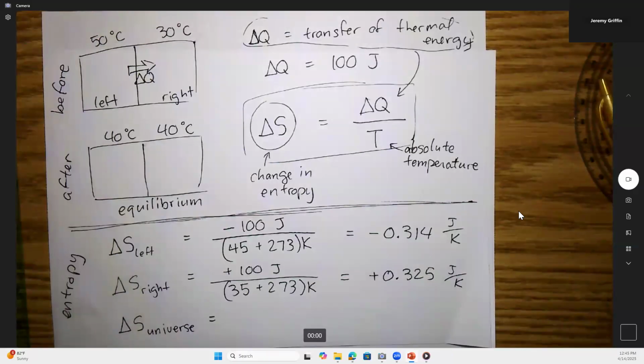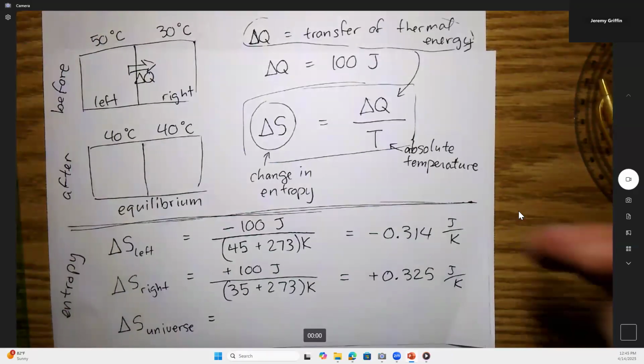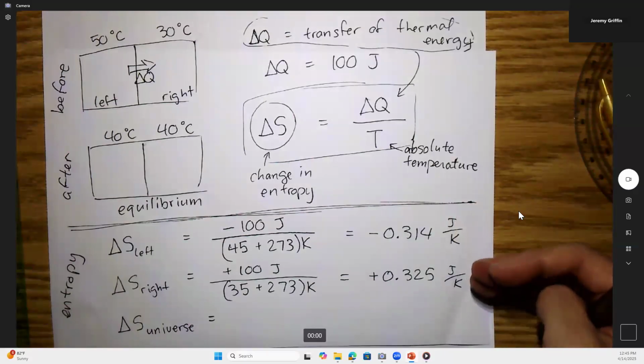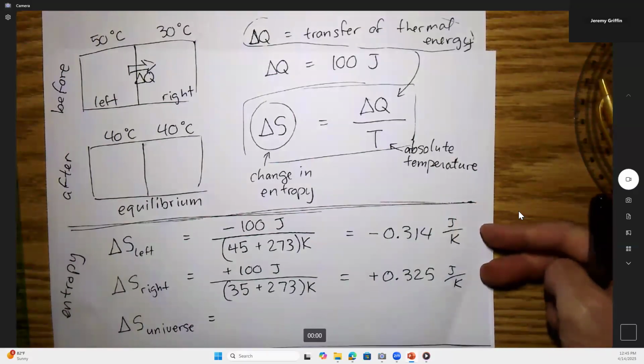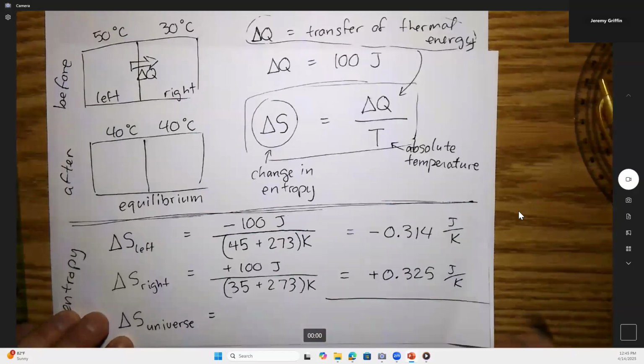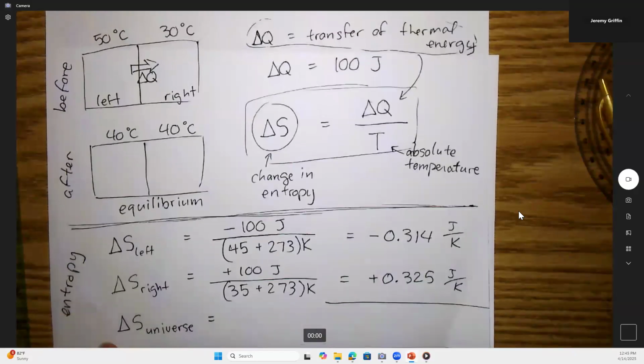Okay, that's right. So the hot box cooling down, losing entropy. The cool box heating up, gaining entropy. But is that an equal amount of entropy? Yes or no? It is not. It's a mismatch. So if you want to know what's the change in entropy for the universe, all you have to do is add these two together and see what happened for the system.